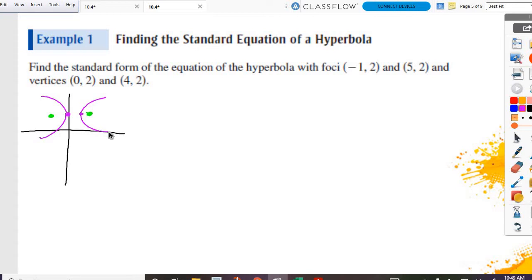So then, which of our variables do we want to come first? X or Y? X.